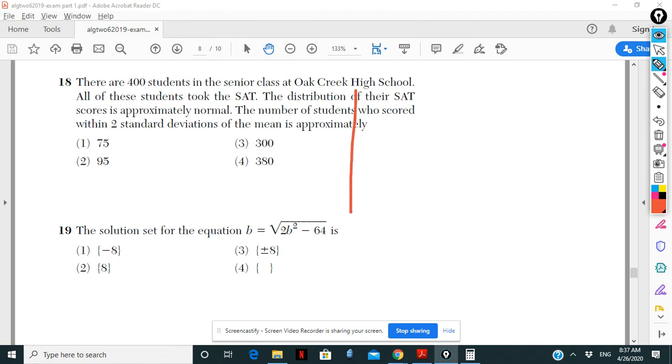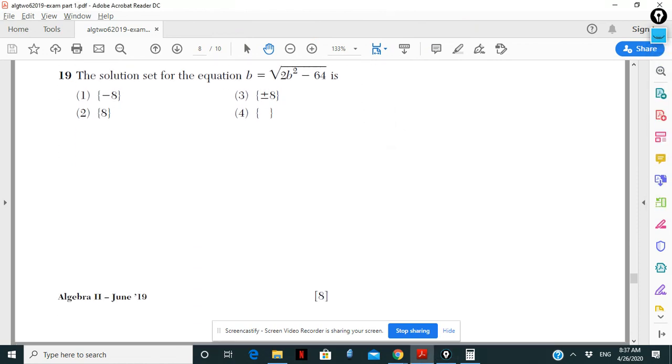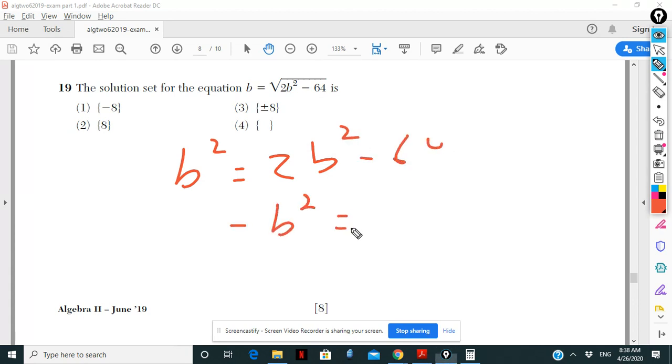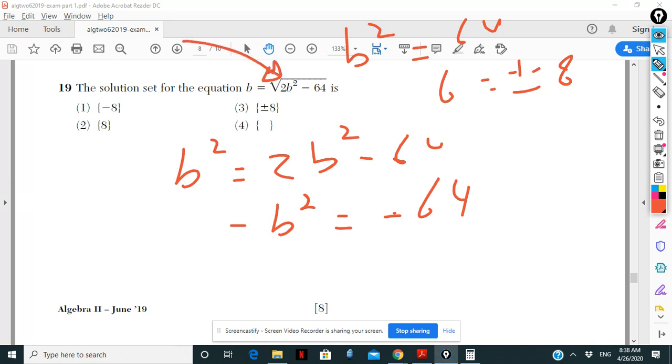Question number 19. Now the set of the equation. So I square both sides. I got b squared equal to 2b squared minus 64. Moving 2b squared to the other side, negative b squared is negative 64, divided by negative 1, so b squared equals 64. Taking the square root, b equals plus or minus 8. But actually, here I'm talking about the radical square root. Square root doesn't accept a negative value, so it's only going to be the positive value, 8.